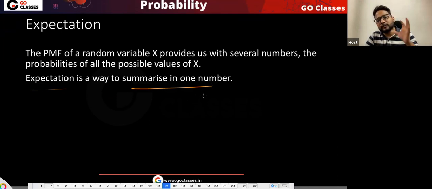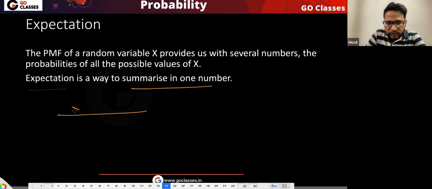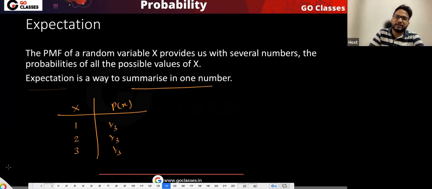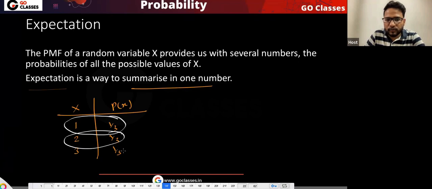Which means, given a probability mass function, you can calculate just one number and say it is a summary of this probability mass function. And how do we calculate this summary? We will take a weighted average. Suppose x is taking the values 1, 2, 3, with probabilities 1 by 3, 1 by 3, 1 by 3. Then how do I calculate the expectation? I will take the weighted average, which means I multiply each value by its probability: 1 into 1 by 3 plus 2 into 1 by 3 plus 3 into 1 by 3.